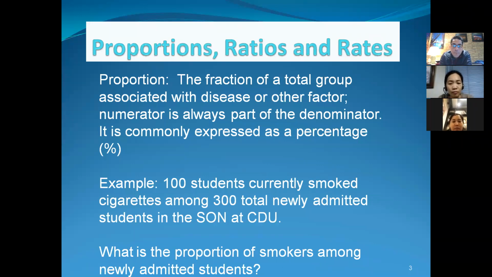100 students currently smoke cigarettes among 300 total newly admitted students in the School of Nursing at CDU. So what is the proportion of smokers among newly admitted students? So based on the formula of proportion, the numerator is always part of the denominator, and it's commonly expressed as a percentage. So when it is expressed as a percentage, then there might be some multiplication that needs to be done.